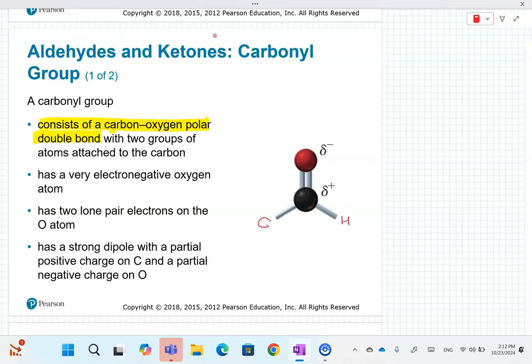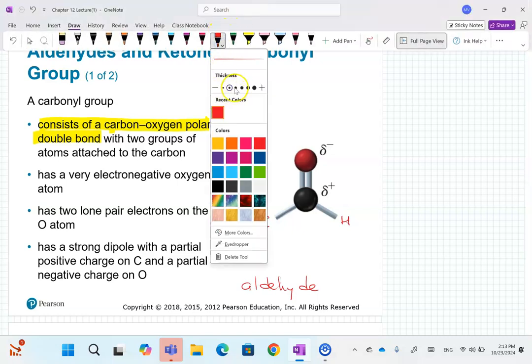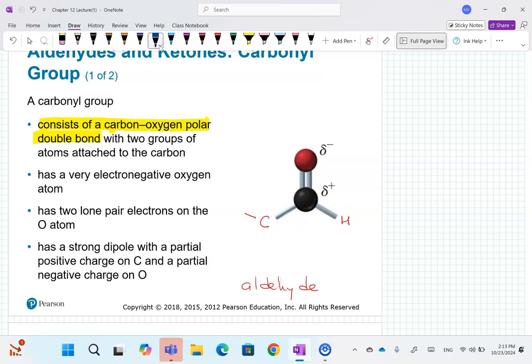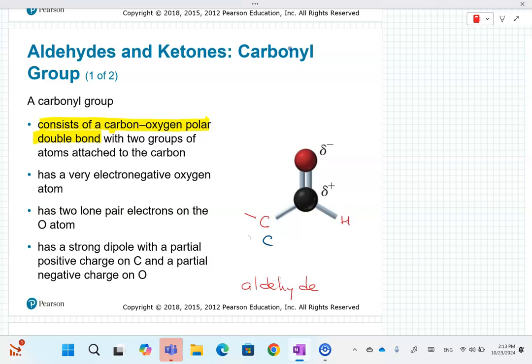It can be this. Okay? Another carbon and a hydrogen. In this case, it's an aldehyde. Or, alternatively, we can have a carbon and another carbon. In this case, it is a ketone.